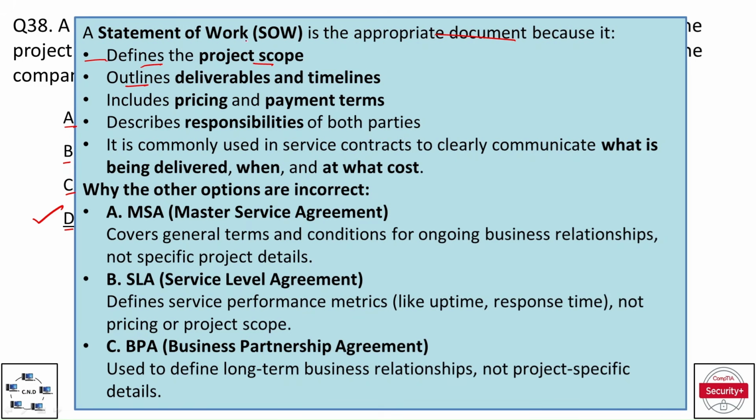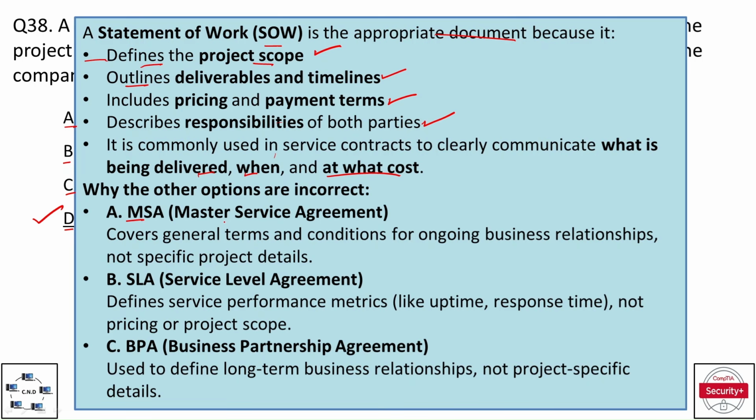A statement of work or SOW is the appropriate document because it defines the project scope, outlines the deliverables and timelines, includes pricing and payment terms, describes responsibilities of both parties, and it is commonly used in service contracts to clearly communicate what is being delivered, when, and at what cost. Why the other options are incorrect?